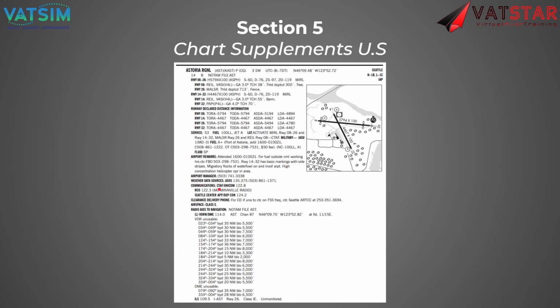That's the Common Traffic Advisory Frequency. So even if it is attended, even if the controller is up there right now, you always use the CTAF. Well, there is no air traffic control tower. This is an uncontrolled airport. So yes, use the CTAF. Now, if this were a controlled airport, it would list the tower frequency, the ground frequency, the clearance delivery frequency. But because it has none of that, we know it's an uncontrolled airport.